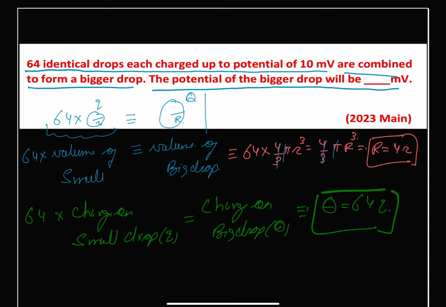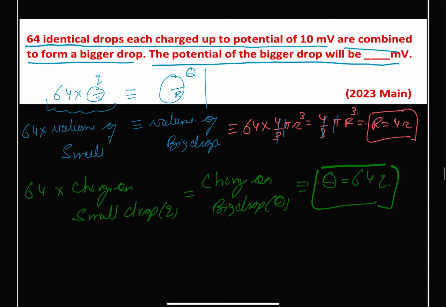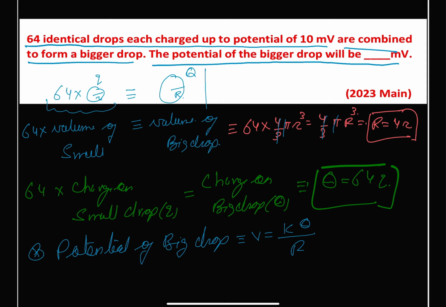And we have to find out the potential of the bigger drop. So we can just use the formula. Let us suppose the potential of the big drop is given as V, which is equal to K, the constant, times Q, the charge on the big drop, divided by R. And we already know the relationship between capital and small, so substituting, we have K times 64 small q divided by 4 multiplied by small r.